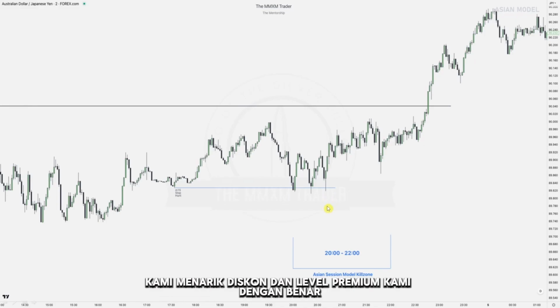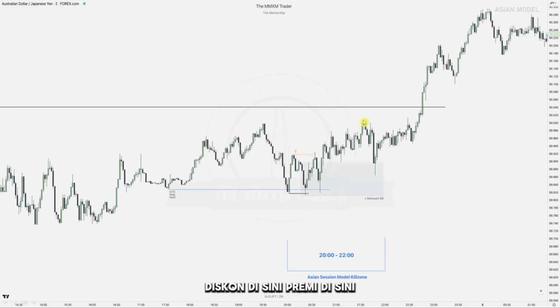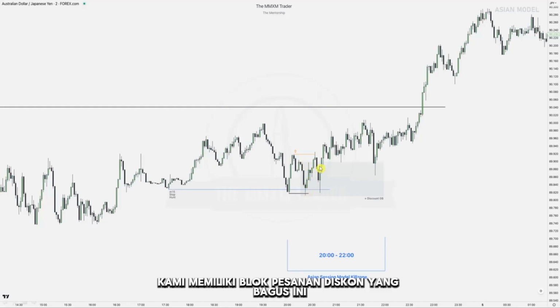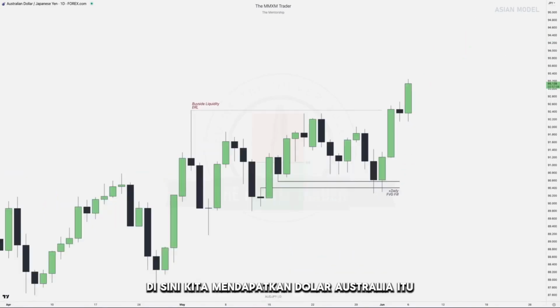And then we're going to look for an entry model. But what do we do first? We draw out our discount and our premium levels, right? Discount is over here, premium is up here. We've got this nice discount order block marked out in time, breaking structure up here, and this should support price to go higher.